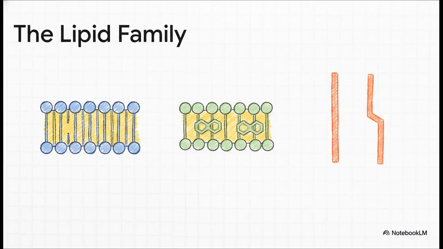But it's not just phospholipids in there. You've got a whole lipid family. Little cholesterol molecules are wedged in between everything, and their job is to manage stability. We're definitely coming back to that. And the tails on the phospholipids themselves can be either straight, we call that saturated, or they can have a little kink in them, which is unsaturated. Now that little bend might seem like a small detail, but trust me, it changes everything about how this membrane behaves.